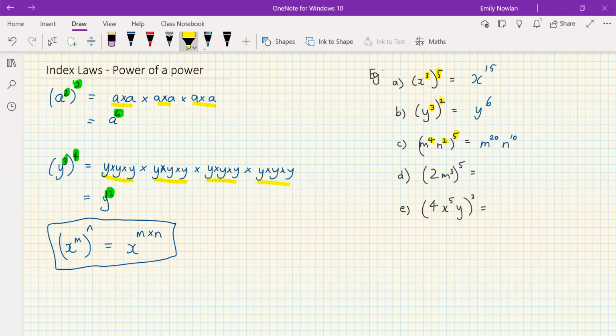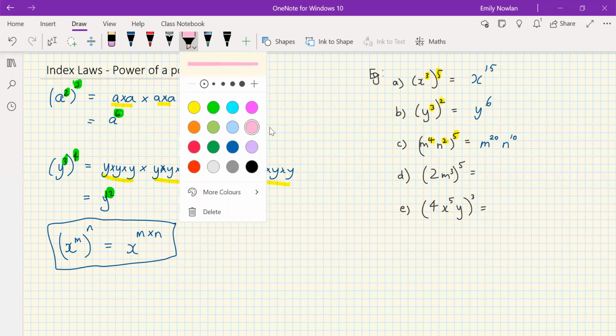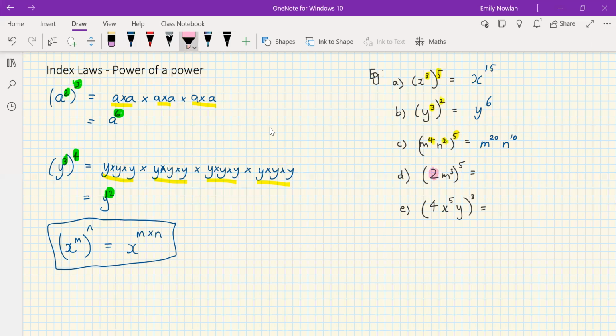Okay, next one. This one's a little bit interesting. I've got a number here. I'm still raising it to the power of 5. This is where people often make a mistake with this one. It's 2 to the power of 5. I just have to treat that like a number. It's 2 to the power of 5.